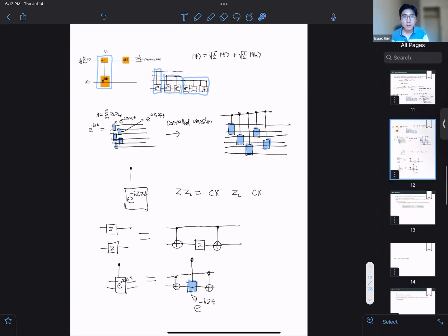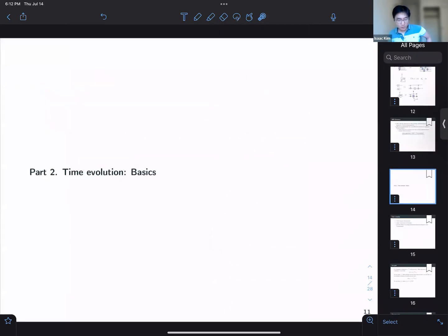Okay. There are no other questions. I think I'm going to move on to the time evolution. So I'm going to give you the simplest possible.